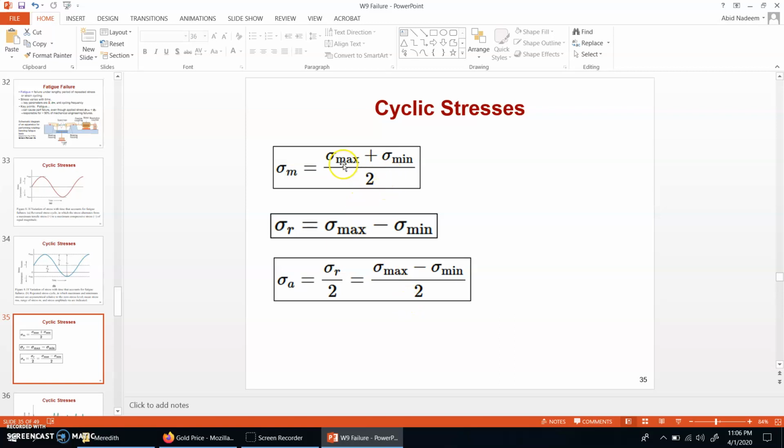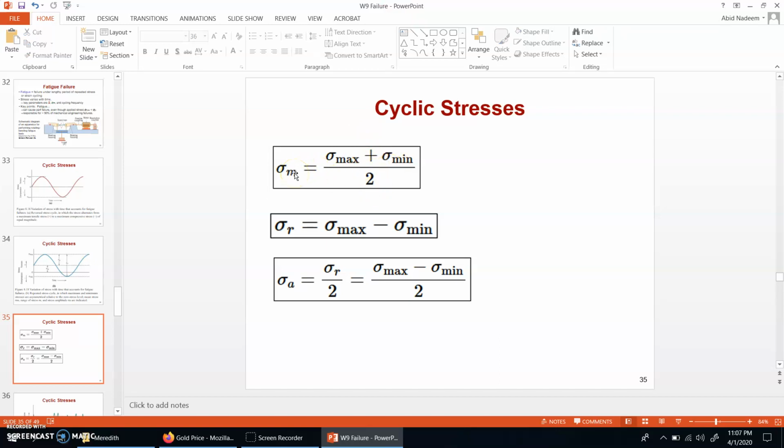Remember that when, for example, sigma max is the tensile stress and sigma minimum is the compressive stress, here we will use a negative value. So for example, if sigma max is 50 and sigma minimum is 20 compressive stress, it will be 50 plus, and then 20 will be compressive, so it will be a minus value. So it will be 50 minus 20, that means it is 30 divided by 2, which is 15.